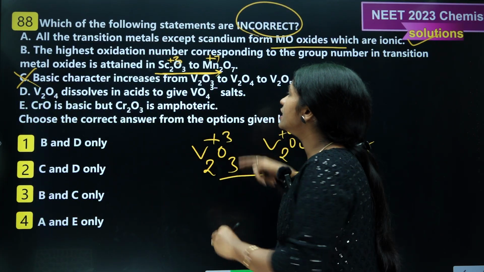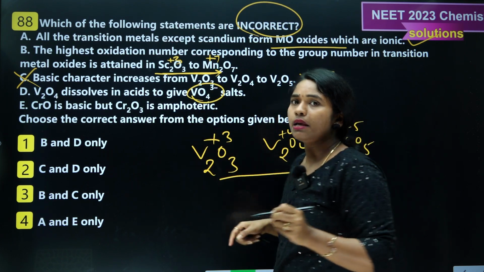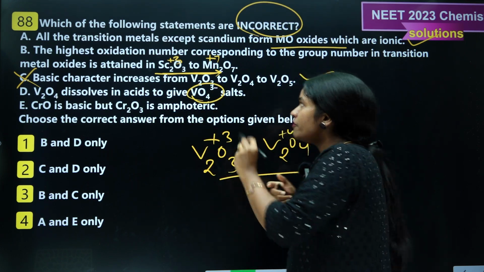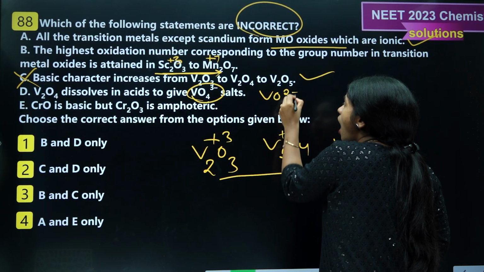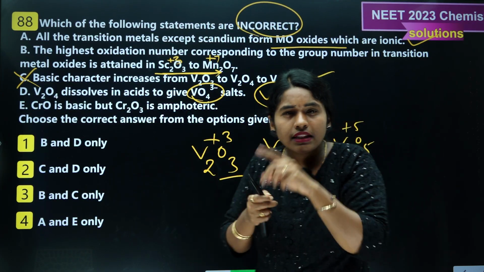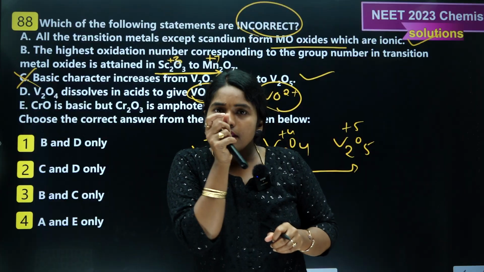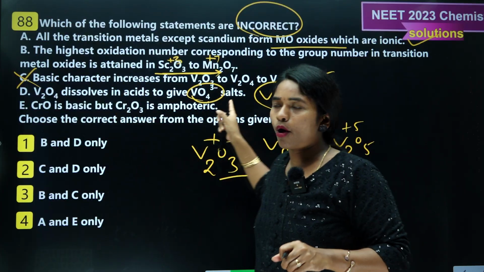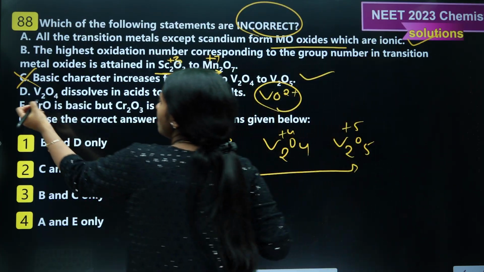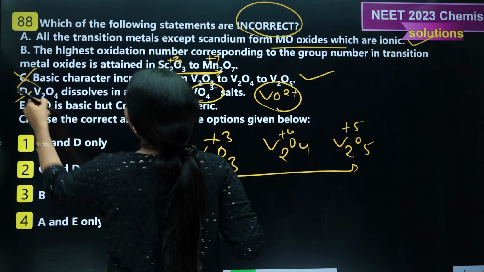V2O5 dissolves in acids to form VO2 plus. So see how important the line of NCERT is, that VO2 plus is forming, and so option number D is the wrong option.